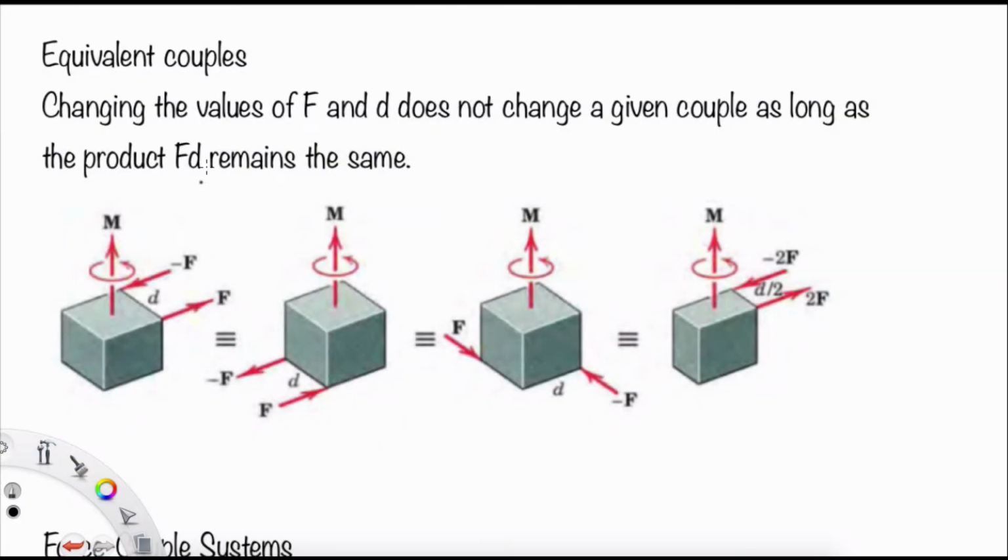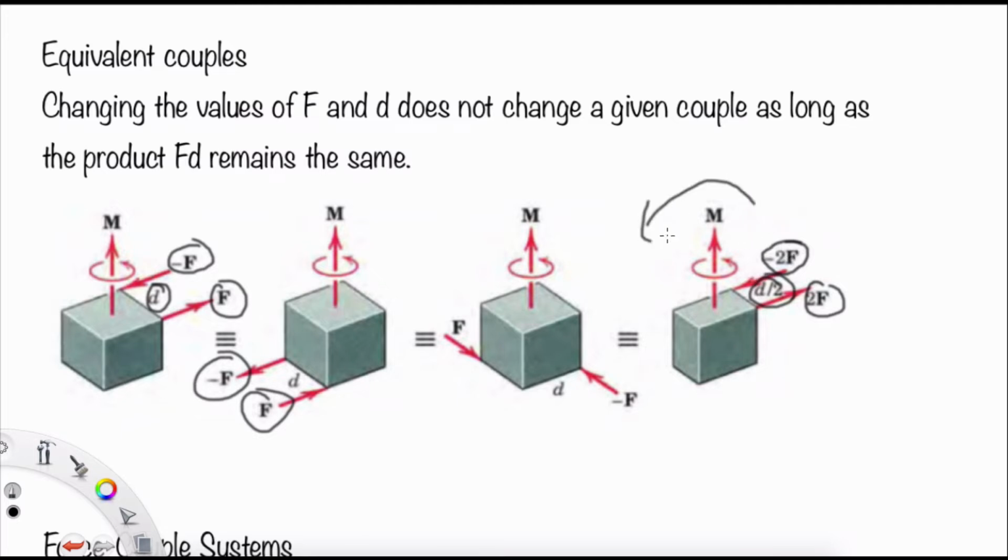This is an example of equivalent couples, where we can change the value of F and the distance. It doesn't change any given couple as long as the product FD remains the same. In this example we have four different forms, but they all give the same FD. Even if you change F and D like this, the product FD remains the same, and the same with this one, and also with this one.